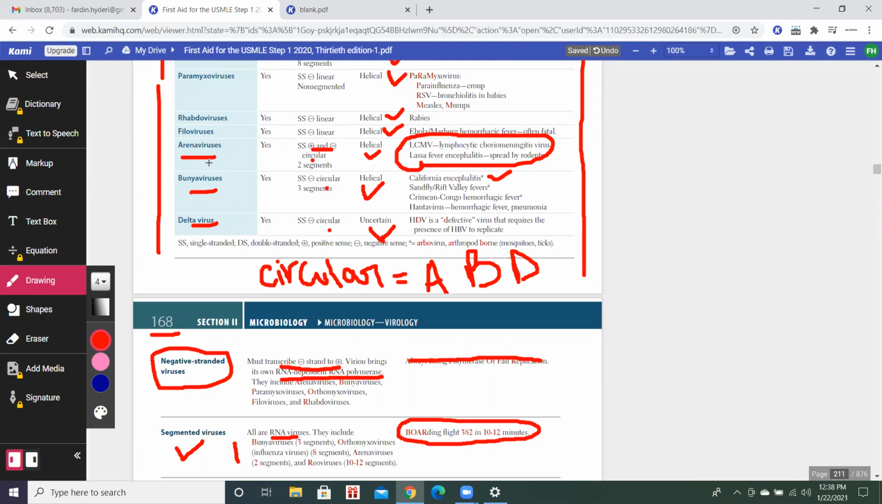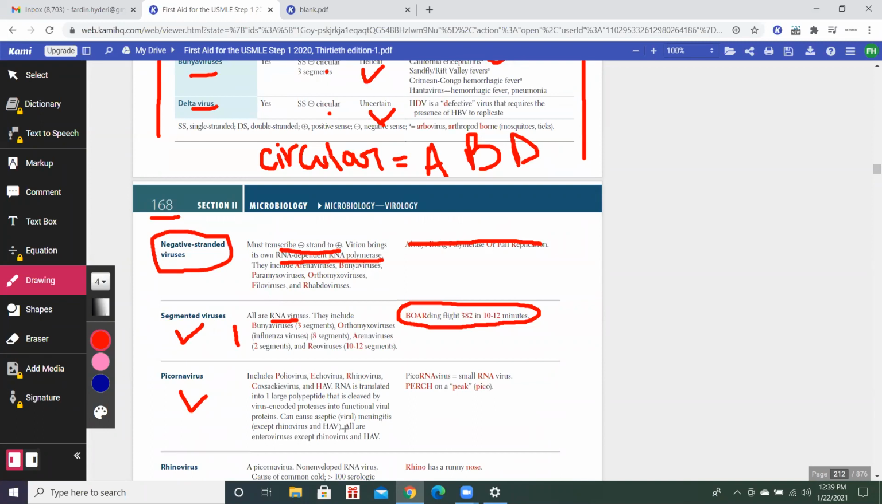Mnemonic, PERCH, very good. So can anyone name all five picornaviruses? Polio, very good. Echo, Rhino, Coxsackie, and HAV. Which hepatitis is this? Hepatitis A virus. All of these viruses are enteroviruses, except rhinovirus and hepatitis A virus.